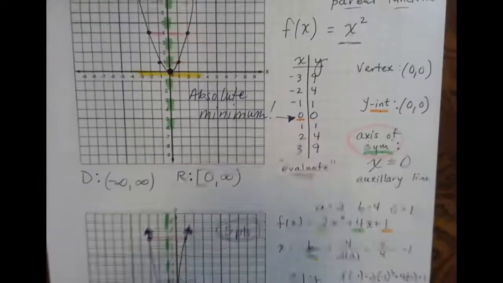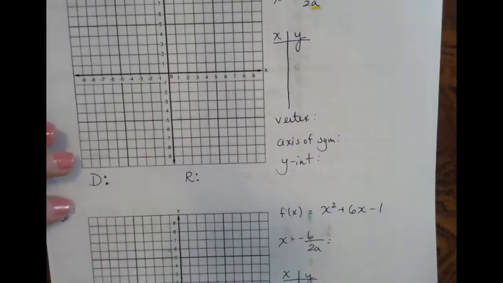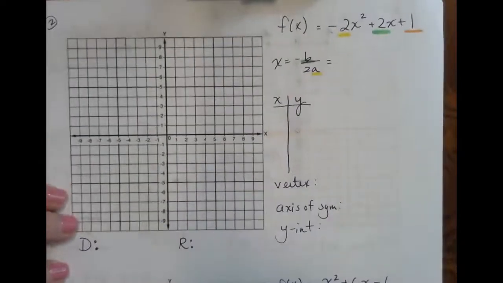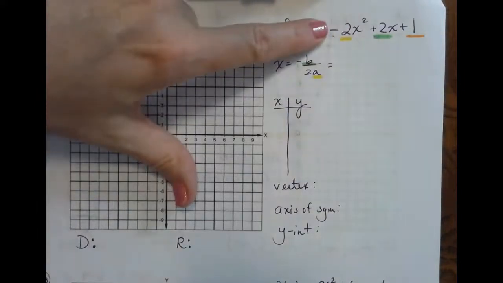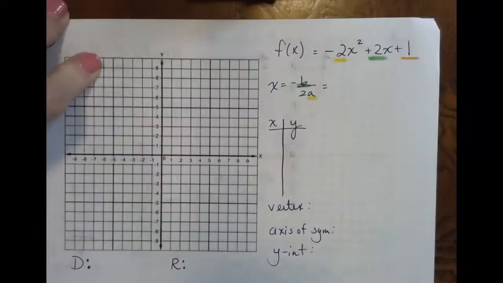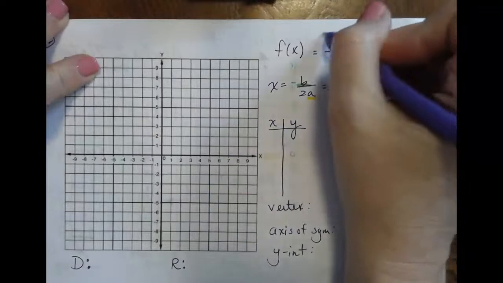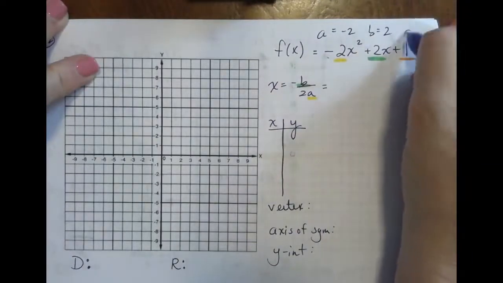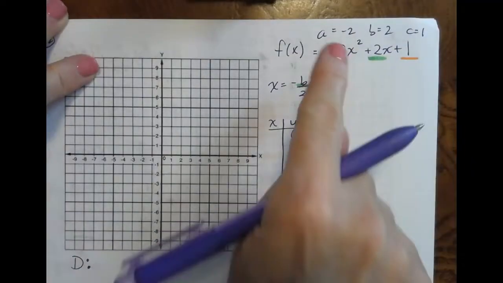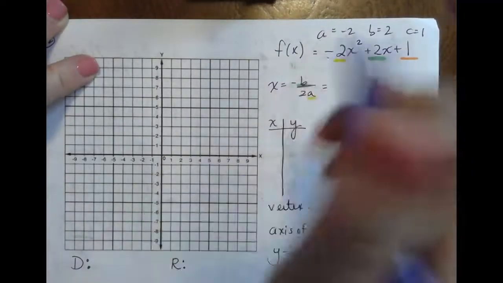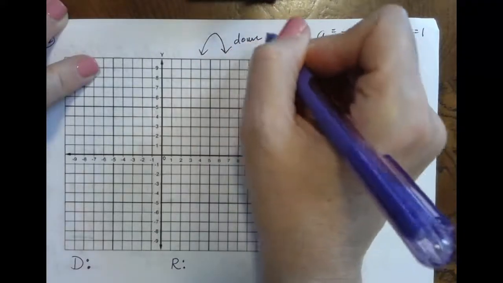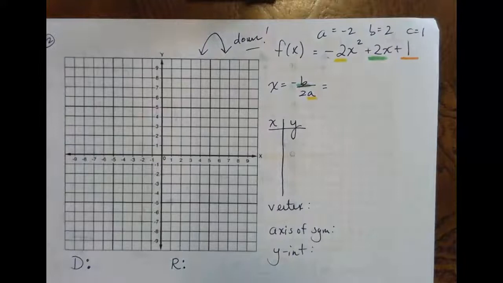Let's turn in your notes to the next problem, which says it's number 2. And now we've got an A value that is negative. So let's put right up above: A equals -2, B equals 2, C equals 1. Now we've got an A value that's negative, so we know that our parabola is going to open not up, but down. It's going to be opening down.